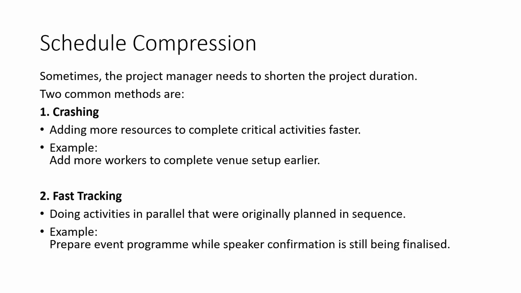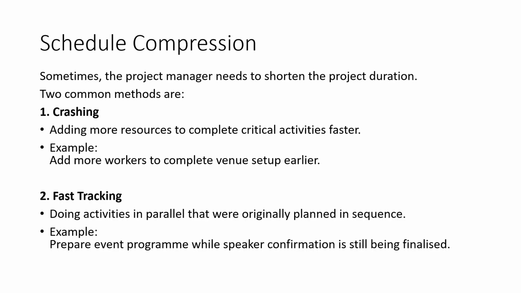Sometimes the project manager needs to shorten the project duration. This may happen when the project is behind schedule or when the client requests earlier completion. There are two common methods of schedule compression: crashing and fast tracking. Crashing means adding more resources to complete critical activities faster. For example, the project manager may add more workers to complete venue setup earlier. However, crashing usually increases costs.